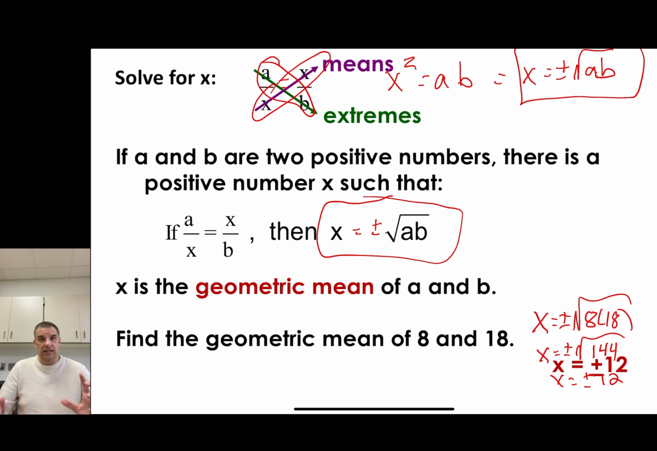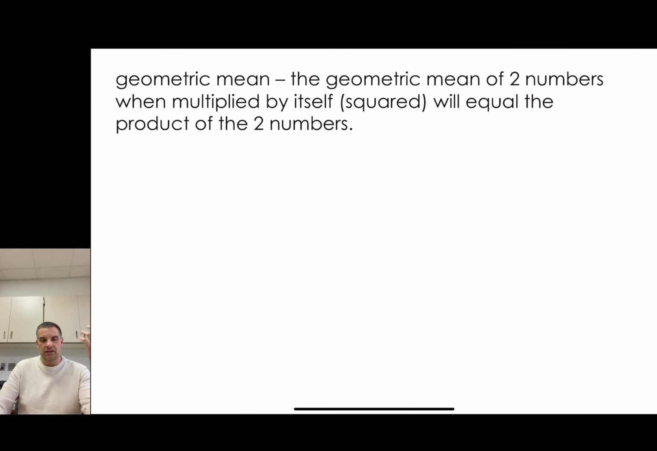So essentially you're taking the two numbers, multiplying them together, and finding the square root when you're finding the geometric mean. So by definition, the geometric mean of two numbers, when multiplied by itself, equals the product of the two numbers.